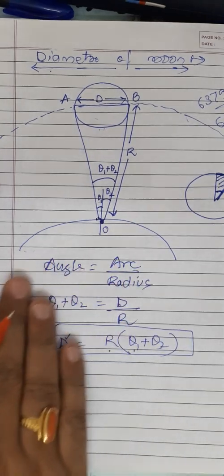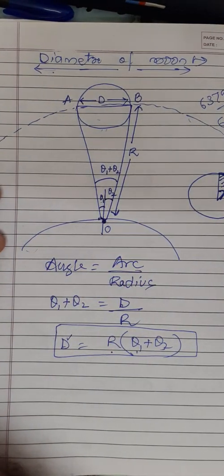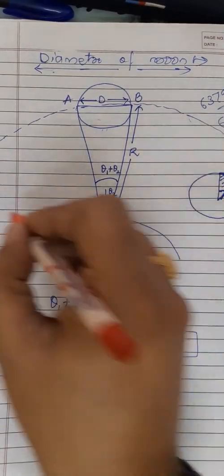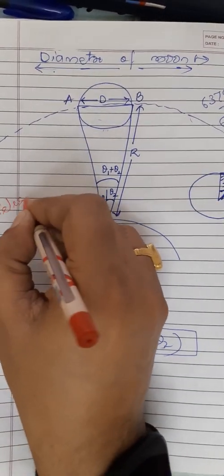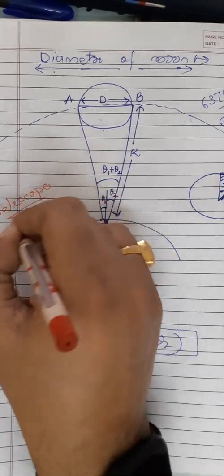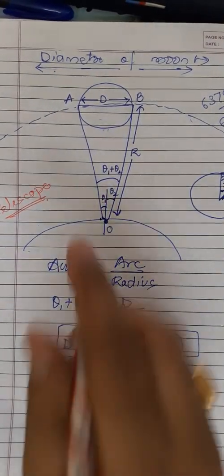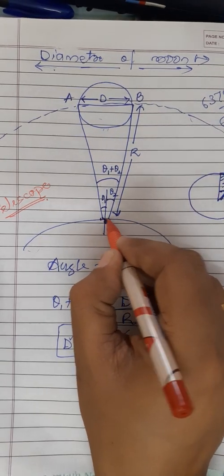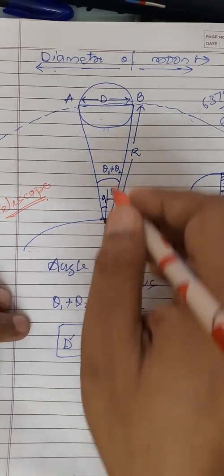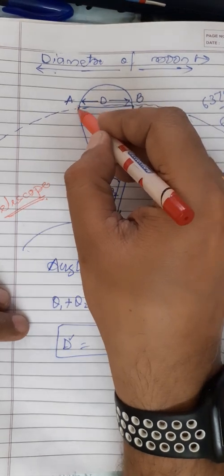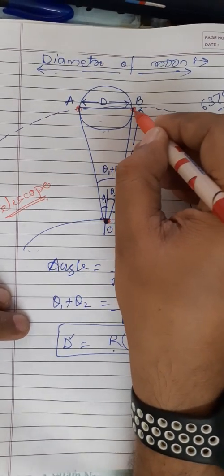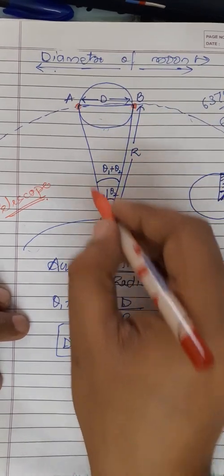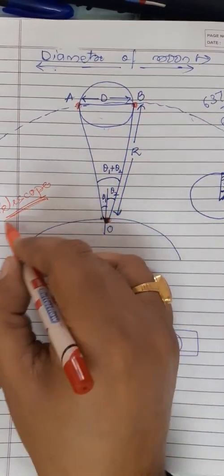Moving on to the next method to find large distances, that is, the diameter of the moon. We'll use a telescope here. We used a sextant in the previous methods, but in this case we'll use the telescope. From any point on the surface of Earth, we will focus on the extremities, points A and B, which are called extreme points, on the moon. We will measure the angle between these two extreme points with the help of the telescope on the surface of Earth.